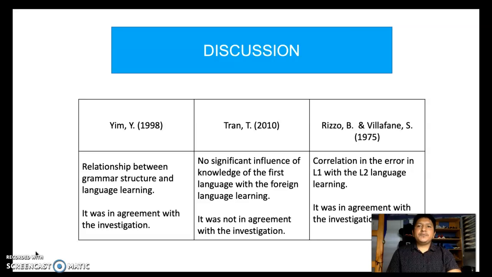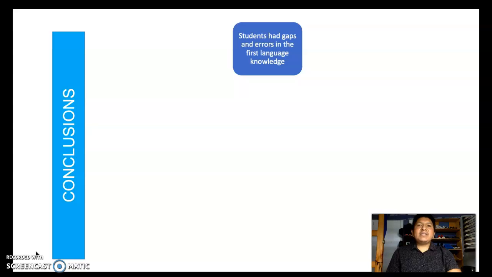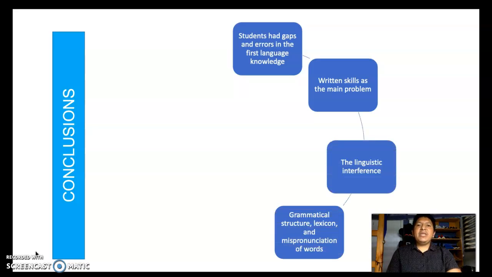In conclusion, students had gaps and errors in first language knowledge. This could be identified through the observation of the classes and the survey applied to the teachers. Among these, their reading skills are the main problem that the students must overcome to prevent language interference. Grammatical, lexical, and mispronunciation of words are the focus points for teachers to address in class.